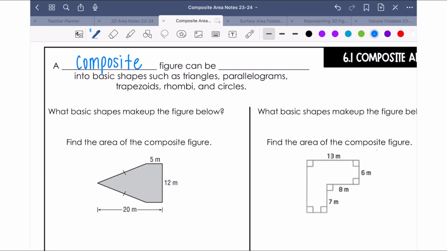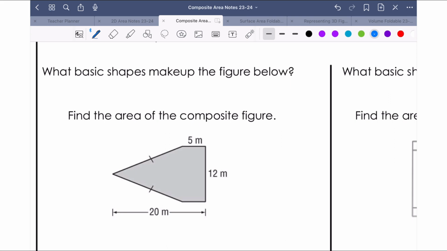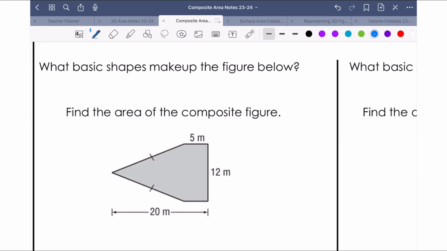But for this to be composite, it's a figure that can be separated into basic shapes that we already learned, which are triangles, parallelograms, trapezoids, and even circles, which we already did. So the way we're going to do these is first we have to figure out what are the basic shapes that make up the figure, starting with this first one. Which basic shape do you think makes up the figure below? What do y'all think?